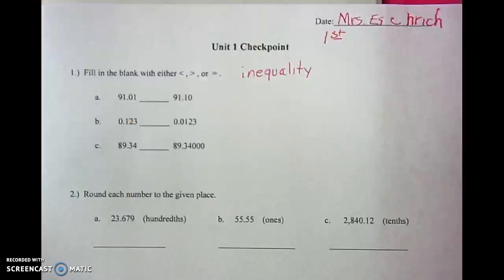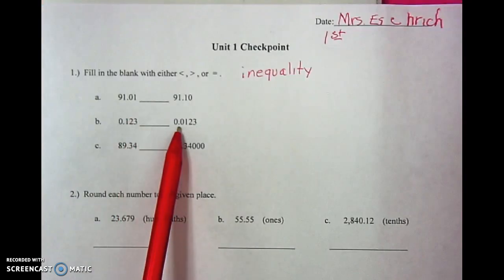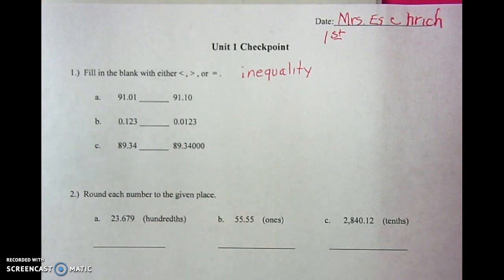For letter B, it's 123 thousandths, or 123 10,000ths. Remember the trick I taught you about adding zeros so you have the same amount of digits to the right of the decimal point? This would be a great place to use that trick. For letter C, it's 89 and 34/100ths and 89 and 34 10,000ths. Okay? Once again, this would be a really great place to do that trick I taught you guys.